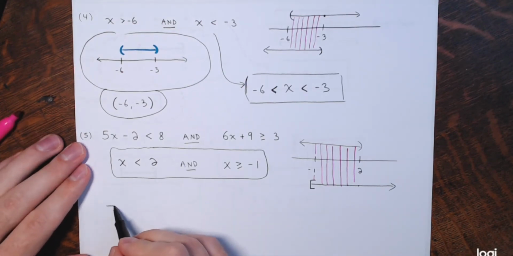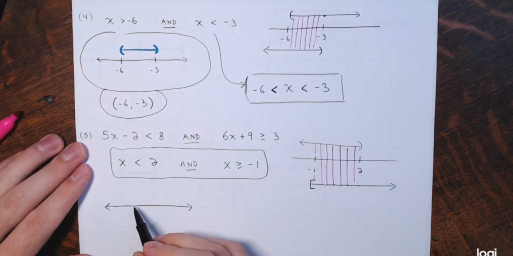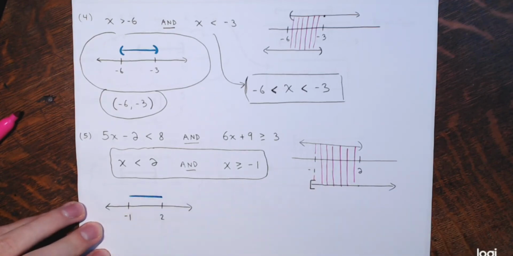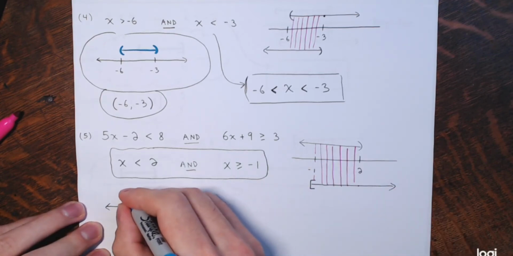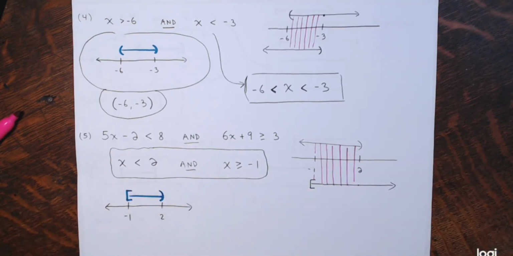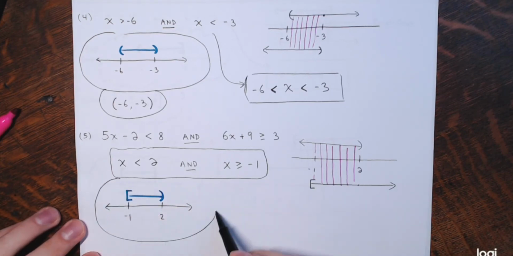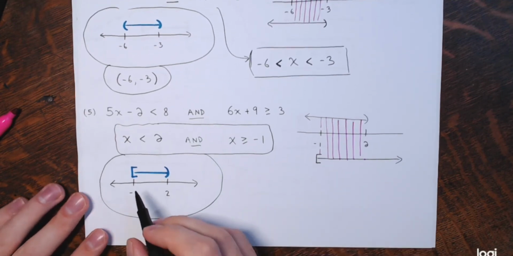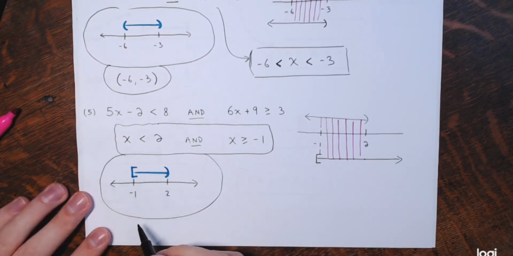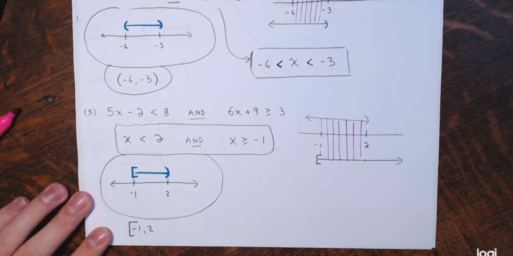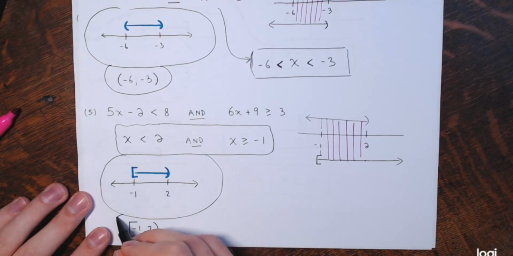So the final graph will be, here's -1, here's positive 2. The final graph consists of all the numbers between -1 and 2, including -1, so a bracket there, not including 2, a parenthesis there. I'll circle this, because that's what I'd hand in, the final graph. And then the interval notation, going left to right for this picture, goes from -1 to 2, including -1, so a bracket there, not including 2, a parenthesis there. There's the interval notation.